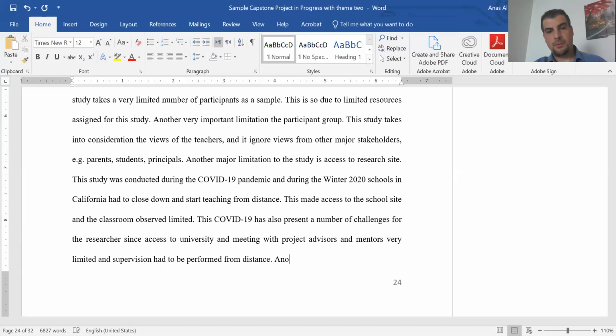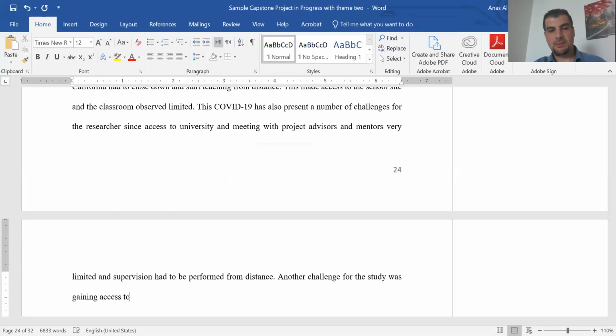Another challenge for the study was gaining access to the study site, since the study had to be conducted at a school with minors.